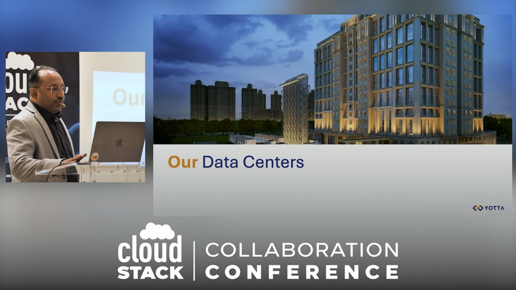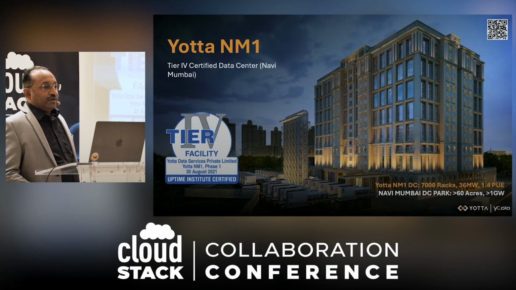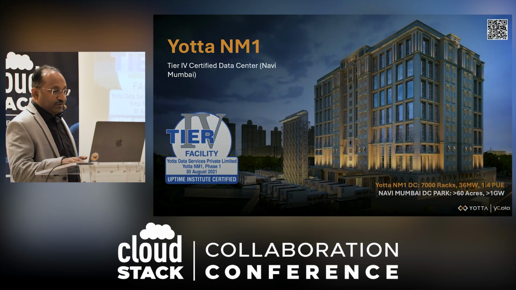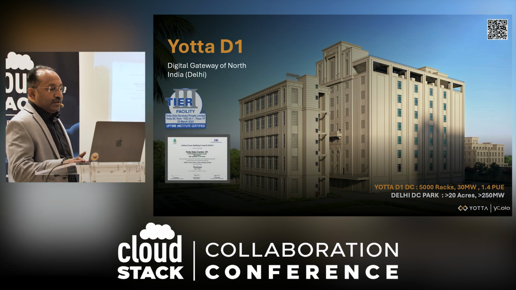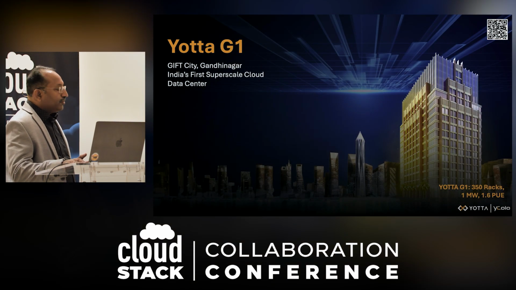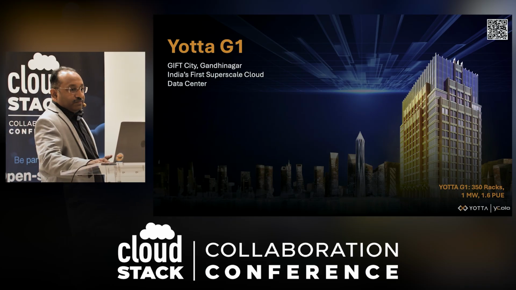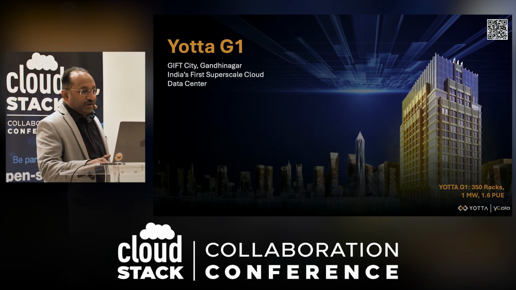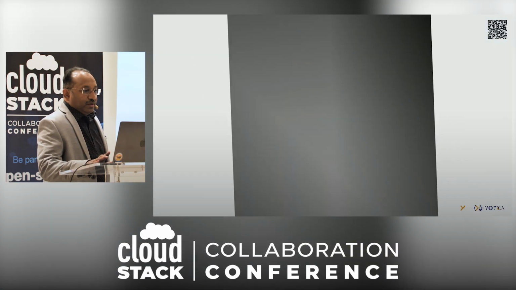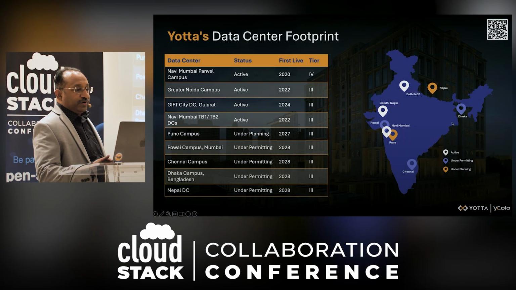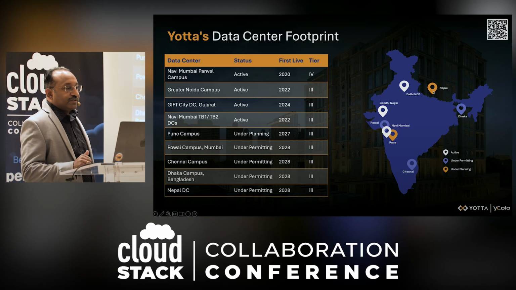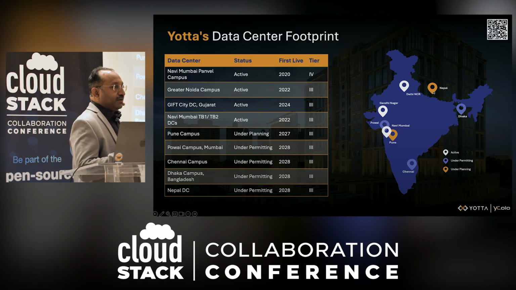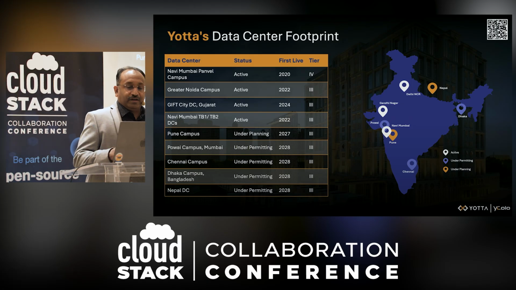A quick view of our data centers. We have Mumbai, which is around 7,000 racks. We have Delhi, which has around 5,000. And in Gujarat, Gandhinagar, around 350. It's a smaller setup. This is our present footprint. The white ones you see are already operational. The blue ones are in process, and the orange ones are being planned.